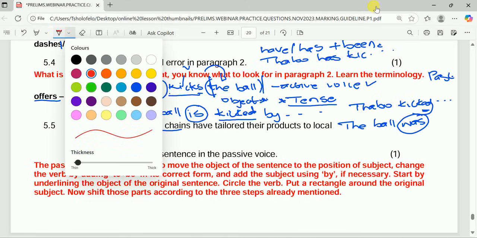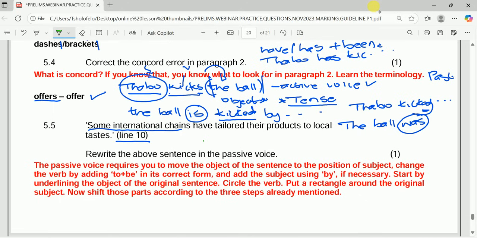Let me use a different color. Right. Some international chains (subject) have tailored (verb). Now you pause where the verb is. What is that? They have tailored. They have tailored their products. So their products becomes what?